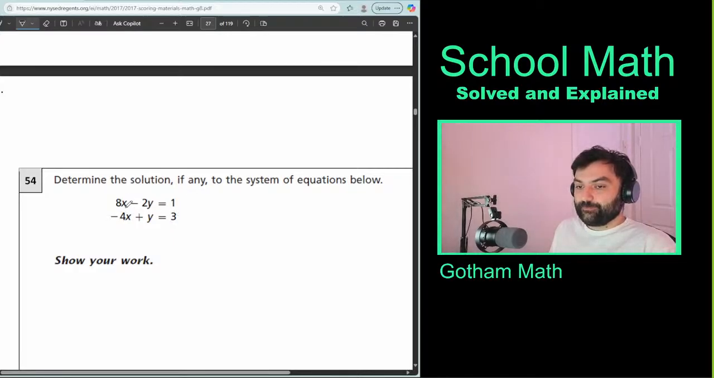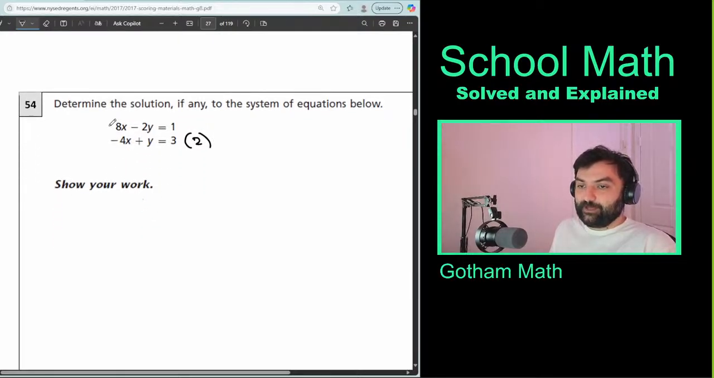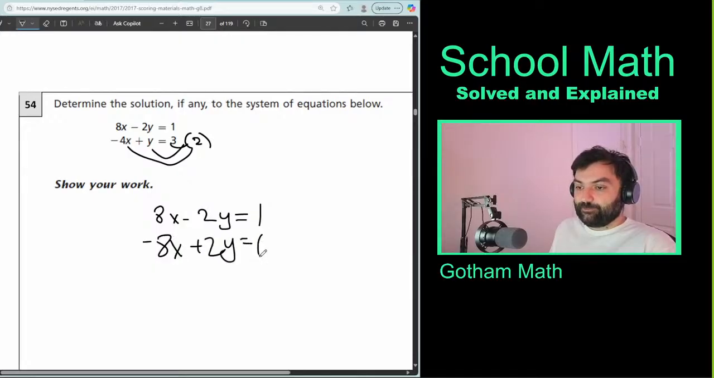Look at this. In order to use the elimination method, all we have to do is multiply the bottom equation by 2, so negative 4x will match the 8x. And look what will happen. The top one I'm going to copy, but the bottom one I'm going to distribute 2 on top of it. So it's going to be negative 8x plus 2y equals 6.